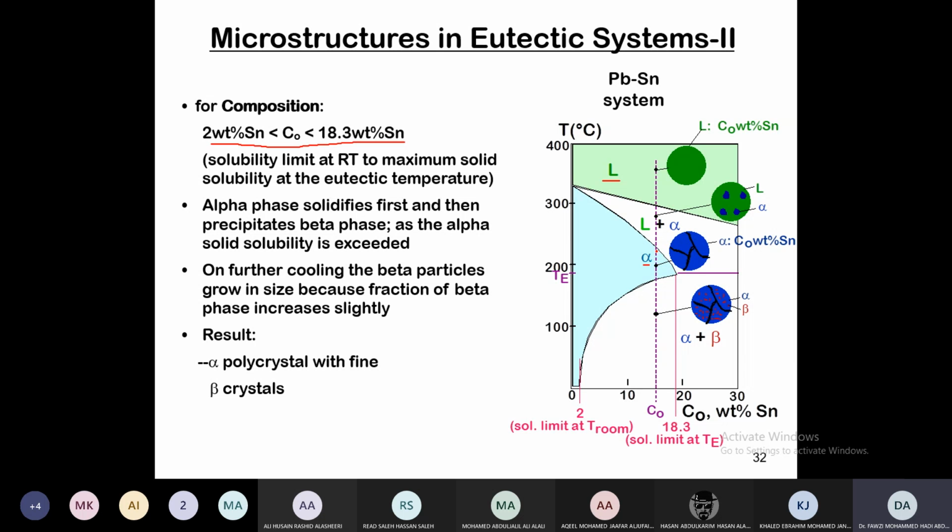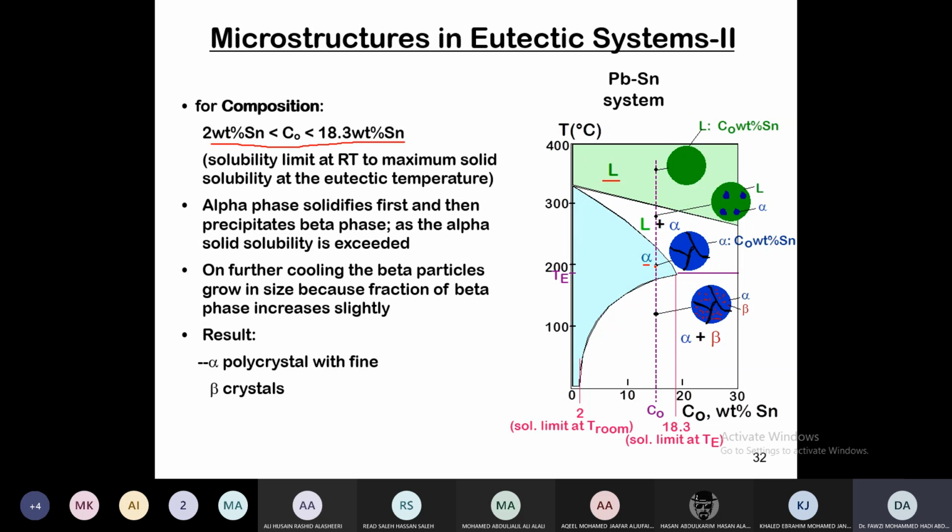From there, as you cool down further and further, nothing is going to happen. You are in the alpha zone, basically. Nothing is going to happen until you reach the solvus line there. This line, and at this line, basically, now if you are here.